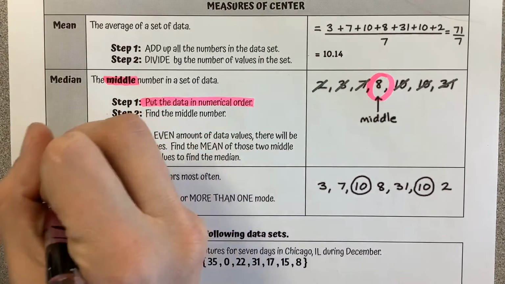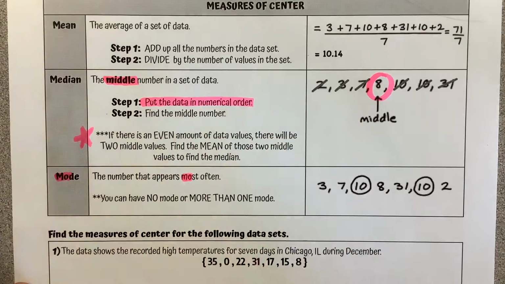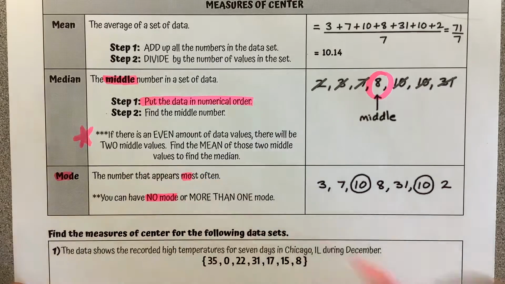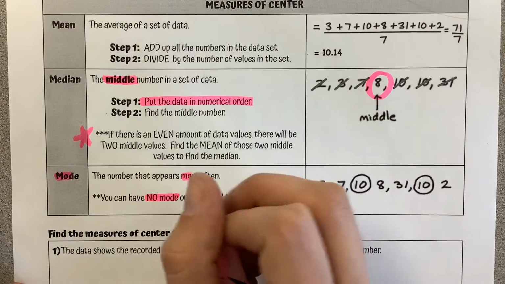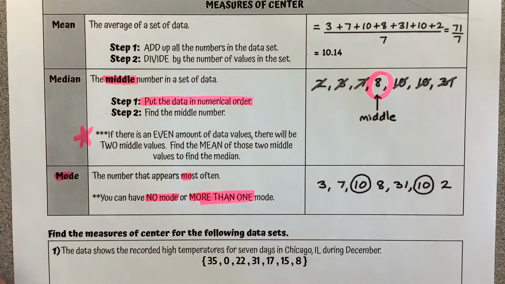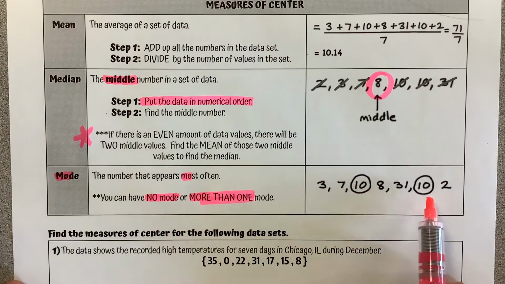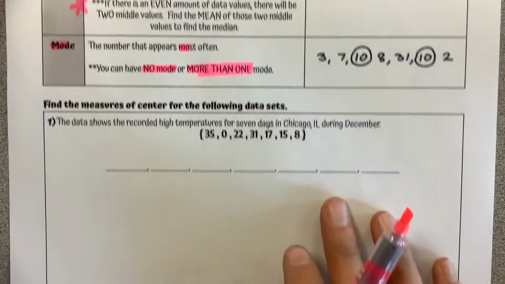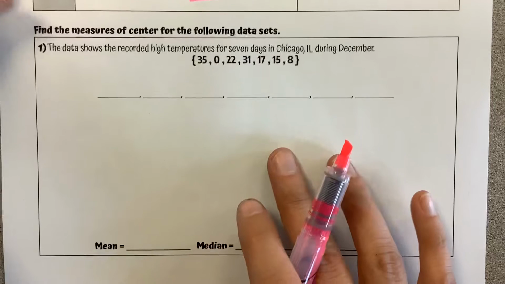And then mode. I always remember MO, MO. The mode is the one that occurs the most often. You can have no mode if nothing repeats or they all repeat the same amount of times, or you can have more than one mode. In this example, 10 is the only one that repeats, so that is the mode. So let's look at a data set where we would be finding these.